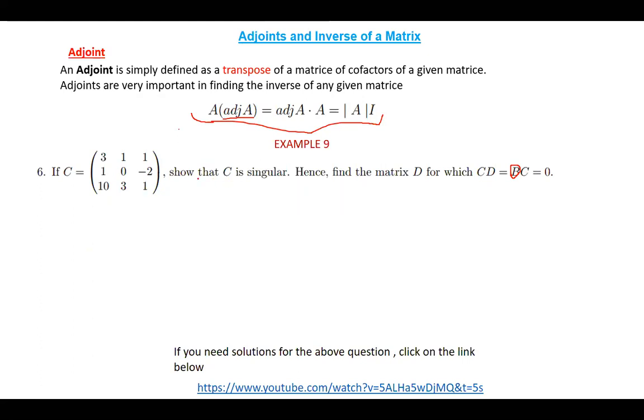So in short, this question was just asking you to find the adjoint for this matrix. And then the adjoint is just you find the matrix of cofactors of this matrix C, and then you transpose it. The transpose of this matrix of cofactors is the one that you call the adjoint.